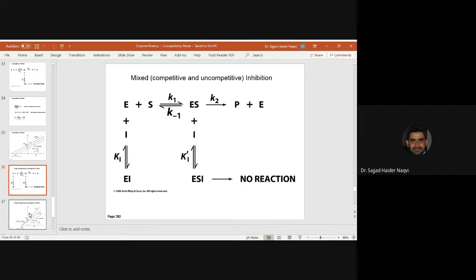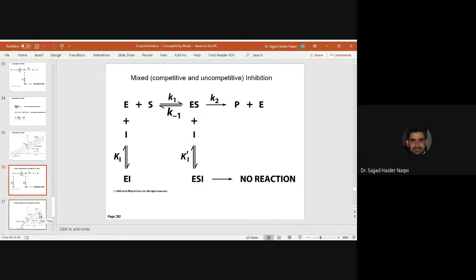Now what's going on in this case? We have enzyme plus substrate to form complex, and then product and enzyme, which is the normal route. This enzyme can bind with the inhibitor. That means it's kind of a competition to form complex. Or this inhibitor can bind to the enzyme substrate complex as well. So it's actually the combination of both competitive and uncompetitive inhibition, and that's what we call the mixed inhibition.